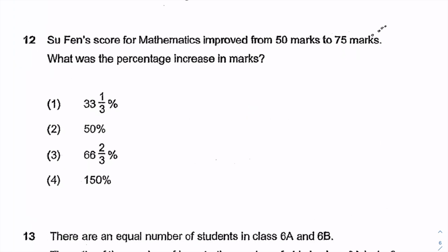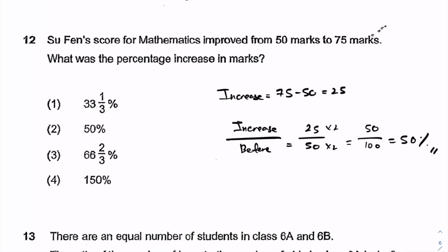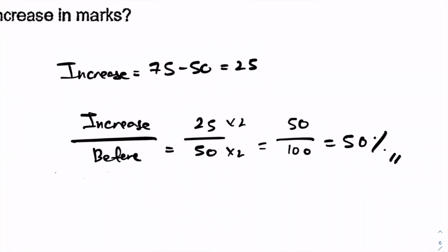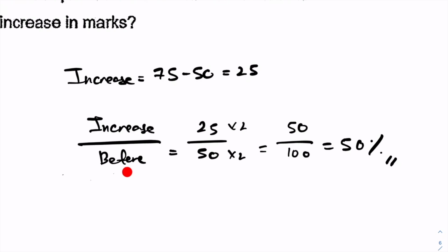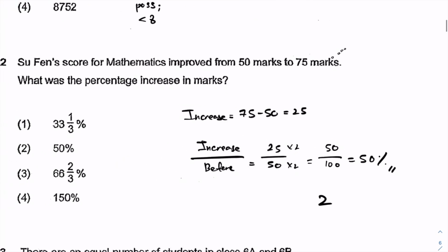Shrifen's score for maths improved from 50, that's the original, to 75. What's the percentage increase? So let's find out what the increase was. It went from 50 to 75. That's an increase of 25. Next, I want the percentage increase, which means that's the increase over what was before, the original score, 25 over 50. For percentage, we love our denominators to be 100. So times 2 times 2, we get 50 over 100. That is 50%. The answer is therefore number 2.